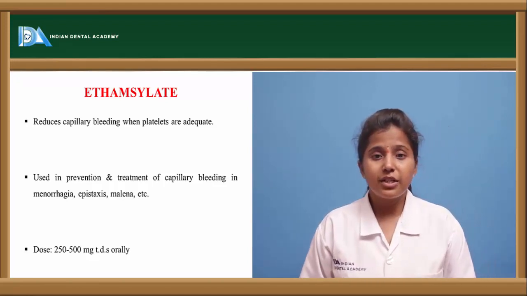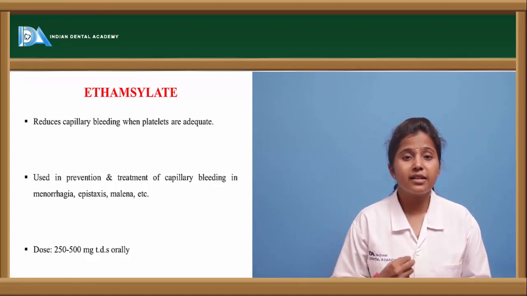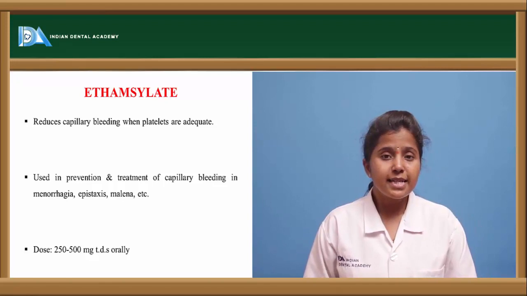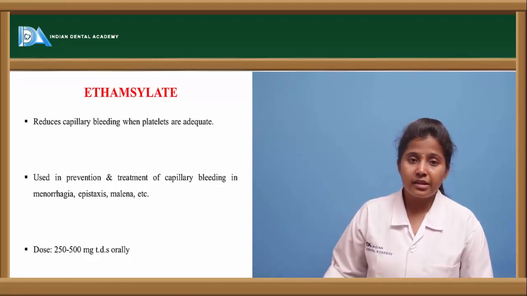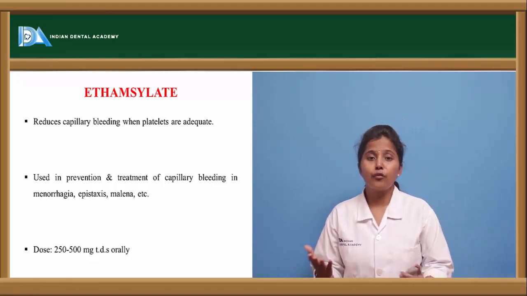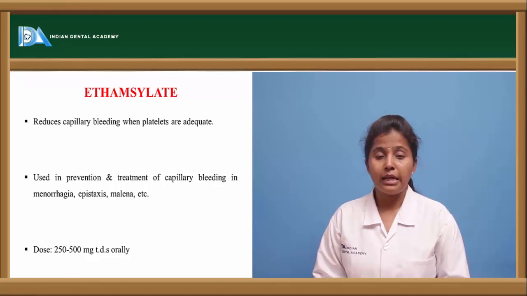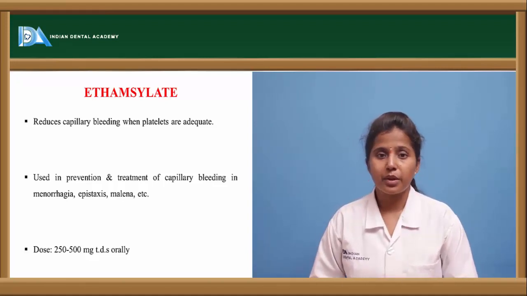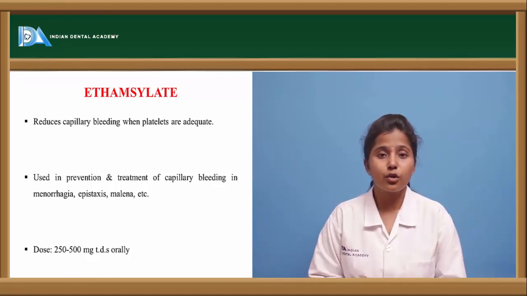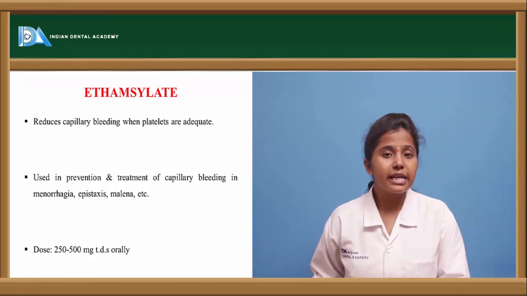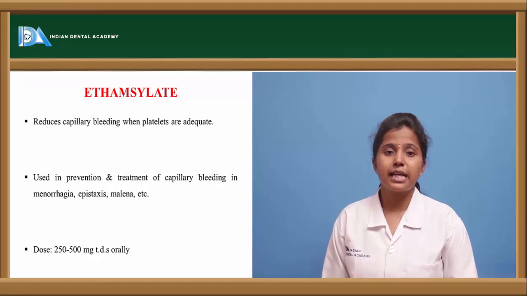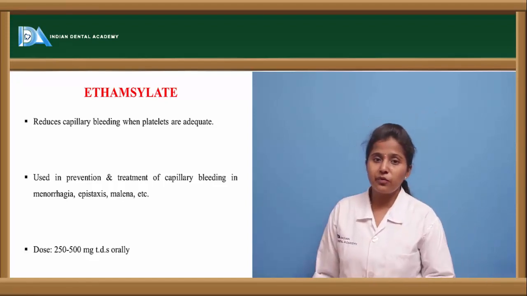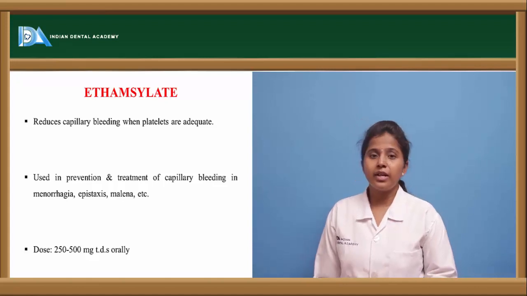Epistaxis is a condition where there is bleeding in the nose. If there is any bleeding in the nose, then this drug is usually recommended to form a clot in that particular area. In this condition, platelets are present in adequate amount, but the formation of clot is not proper, or there is excessive bleeding. In that condition, ethamsylate is preferred, and the dose is about 250 to 500 mg, given orally.